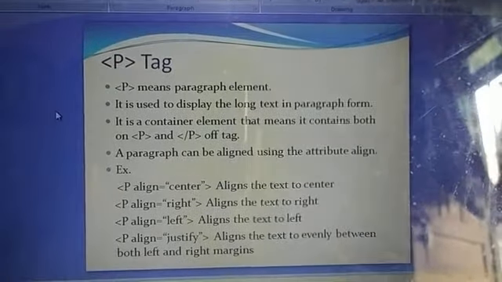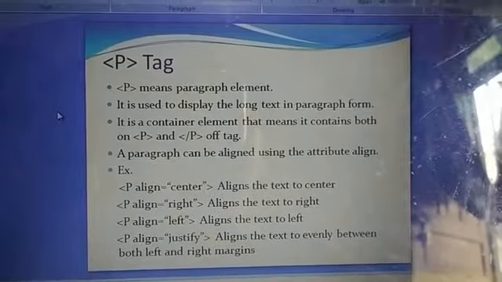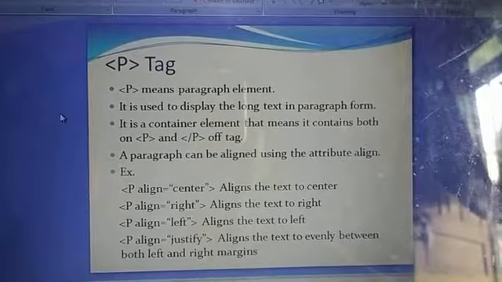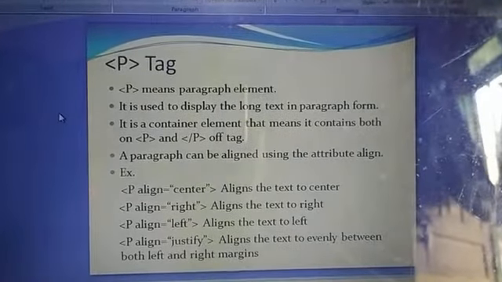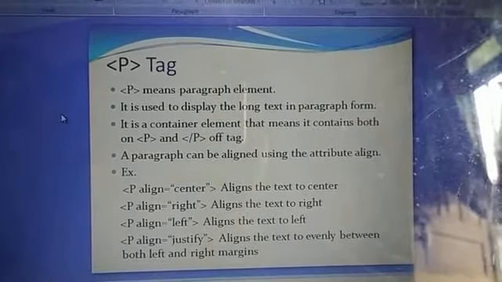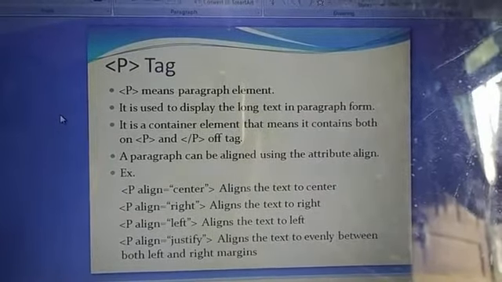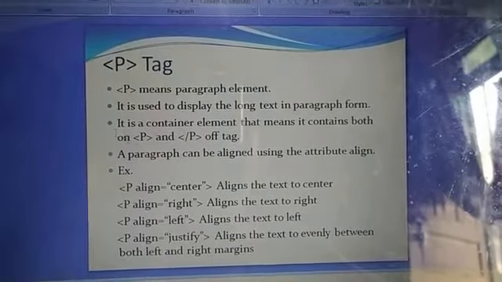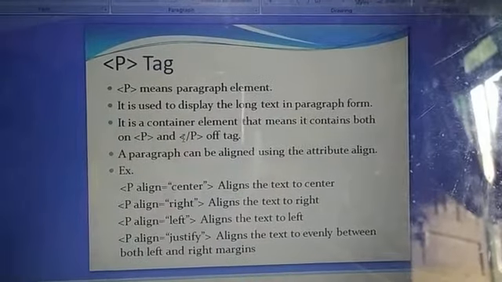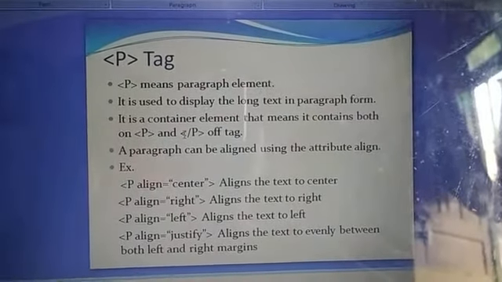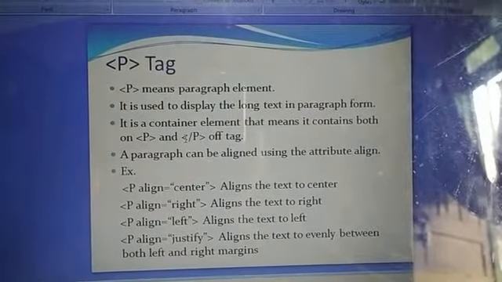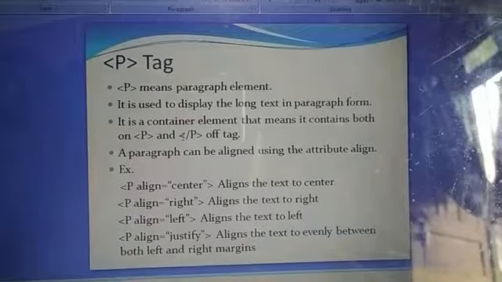Then paragraph tag. This tag is used to display the text in a paragraph format. It is a container element. We have learned about the elements. There are two kinds of elements in HTML: container element and empty element. A container element contains both the tags, like here P starting tag and ending tag. And we have learned about the empty element also, like BR, that is used to break the line, and it is an empty tag. It contains only a starting tag or on tag.